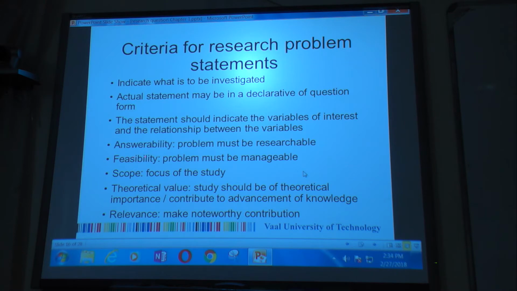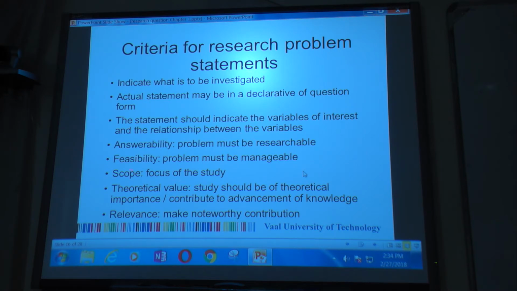It should also be feasible. So you must be able to cope with it on your own. Do you have the resources to do this research? Think in terms of money, time, capacity and knowledge. Do you have the resources to do this? Is it feasible?